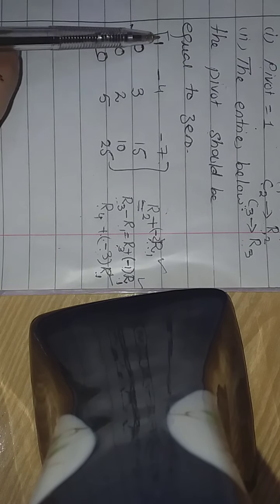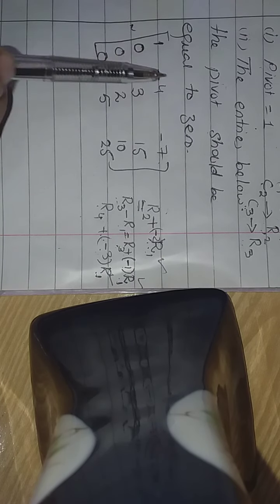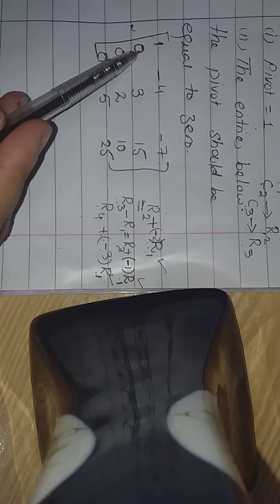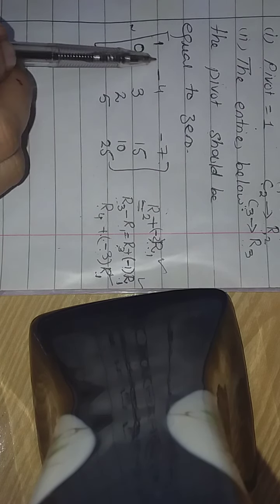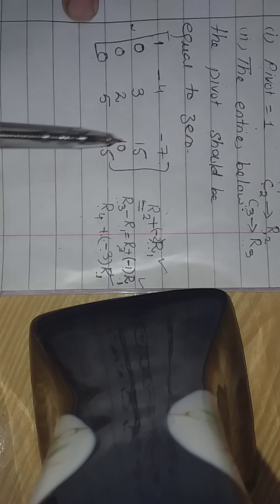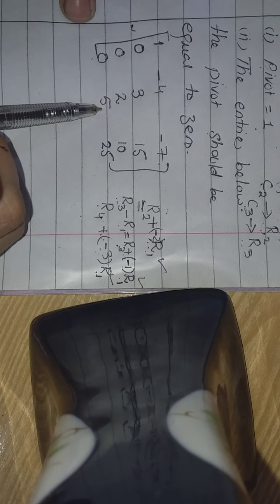Now the pivot is 1. In row 1 the pivot is 1, and all the elements under this pivot are equal to 0. So column 1 is done. Now moving to column 2.